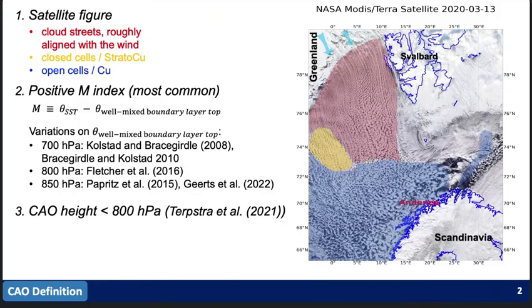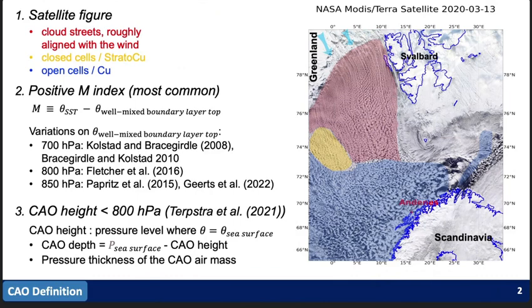Another way, which some research groups have used recently, is the CAO height to define cold air outbreaks, which means the pressure thickness of the CAO air mass. So there are different ways to define this.